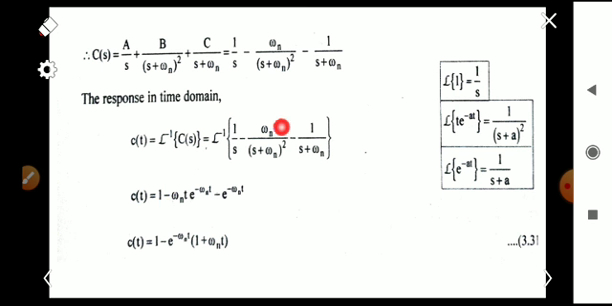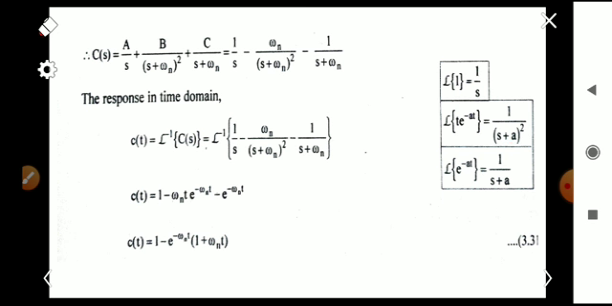Here omega n is constant, and we know the Laplace inverse of 1 by (s plus omega n) square. So we know that it is in the form of this equation, that is Laplace transform of t into e raised to minus a t. You may have studied this in the previous mathematics lectures. That is Laplace transform of t into e raised to minus a t is 1 by (s plus a) square. So Laplace transform of e raised to minus a t is 1 by s plus a, and Laplace transform of t is actually 1 by s square.